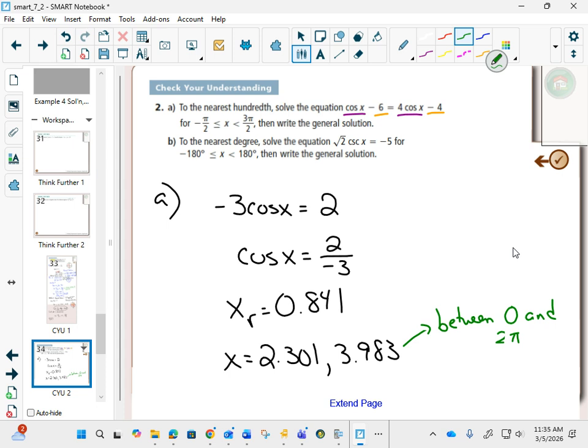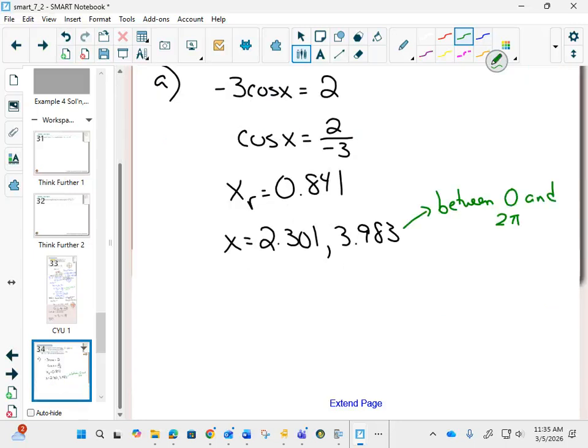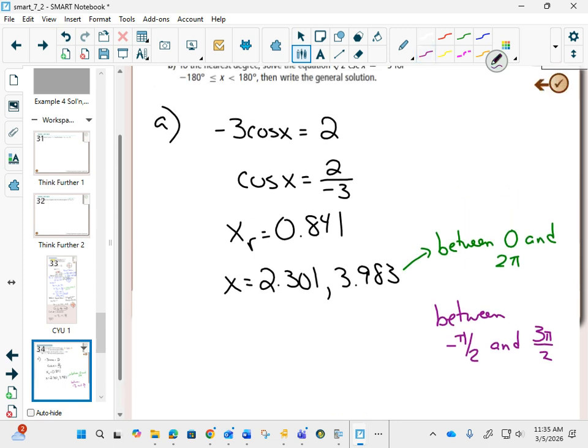I always like to solve between 0 and 2 pi, because then you can just get your reference angle, think about your CAST rule, state the answers. But this question didn't ask between 0 and 2 pi, it asked between negative pi over 2 and 3 pi over 2. Okay?